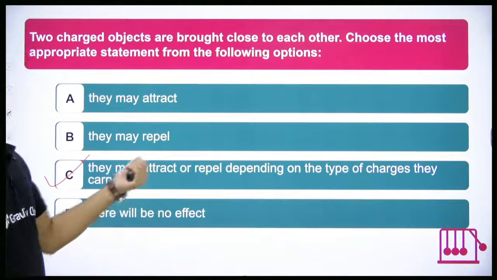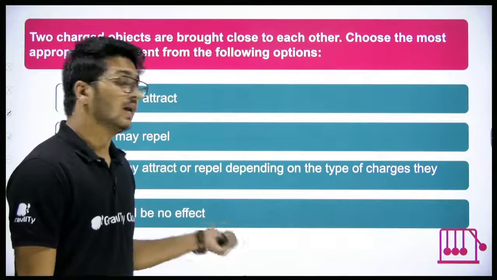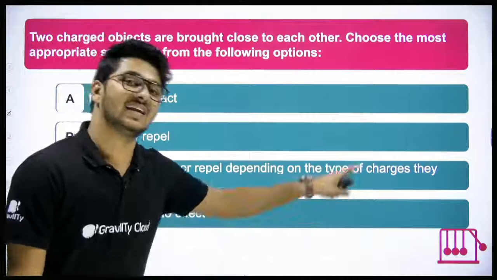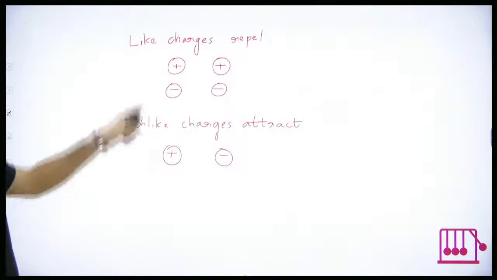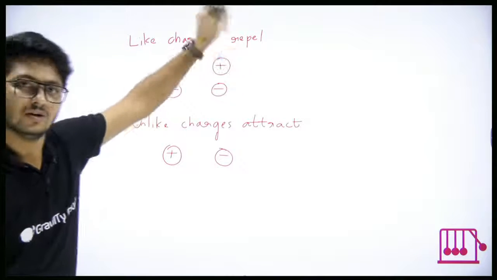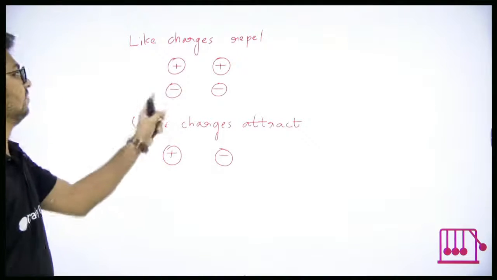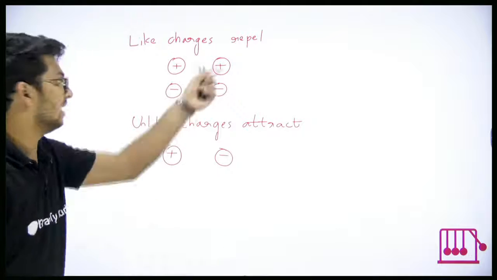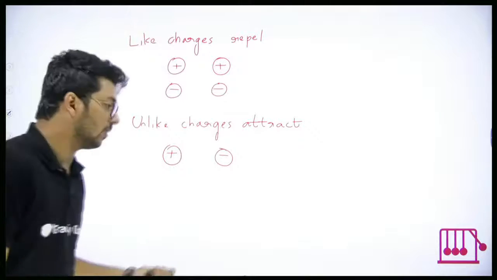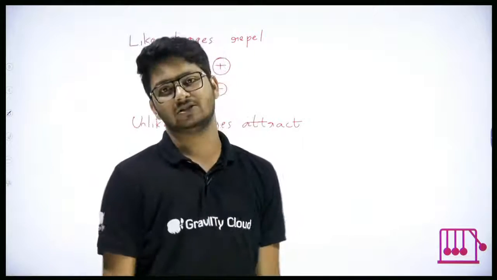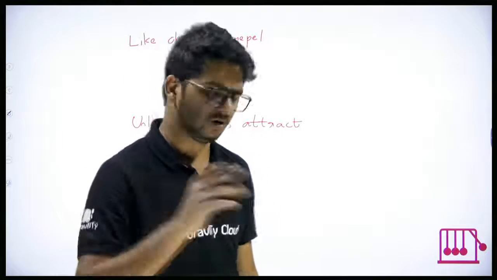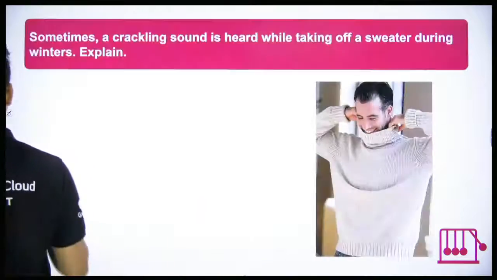So look at the option again. The objects may attract or repel depending on the type of charges they carry. Yes or no? If both of them are positive, they repel. If both of them are negative, they repel. But if one is positive and the other is negative, they attract each other. Simple? Good. Next.